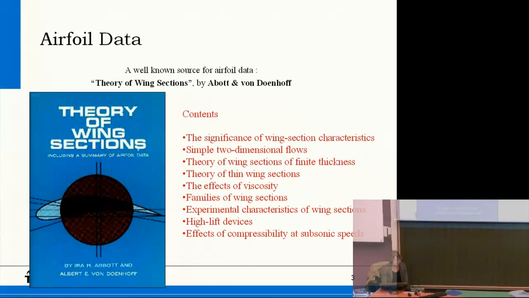And a very famous book is the book by Abbott and Von Doenhoff called The Theory of Wing Sections. And that's really sort of the core of an aerodynamic designer. It has wing section characteristics, some things on two-dimensional flows, but also many sort of graphs of airfoils. And that's also at the back of your book. So if you're interested, in Appendix D, I think it is, you have, for some airfoils, the airfoil data. So lift versus angle of attack, drag versus angle of attack, and drag versus lift.